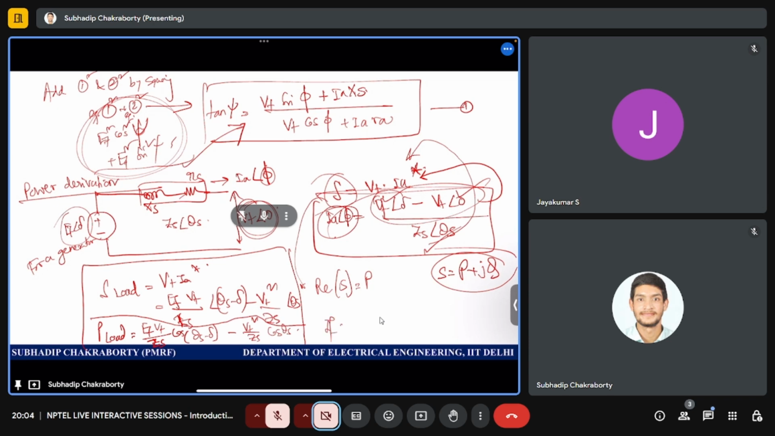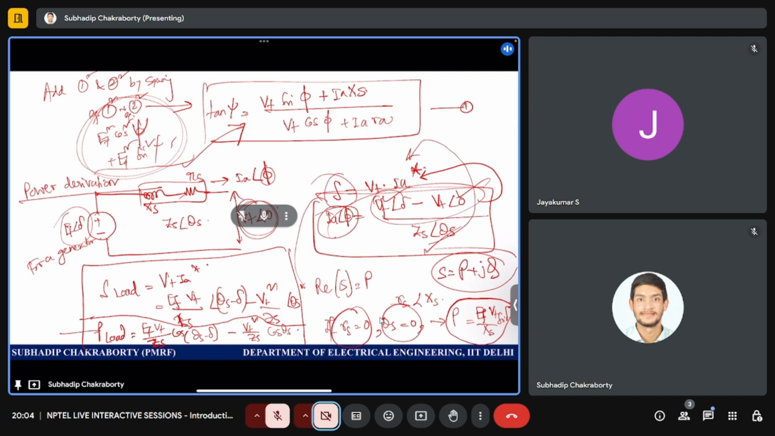Now, if RS is 0, because in a synchronous machine RS is much smaller than XS, so theta S is also 0. Then you will get that P is nothing but EF VT by XS sine delta. This formula will become very simple if RS and theta S are 0.